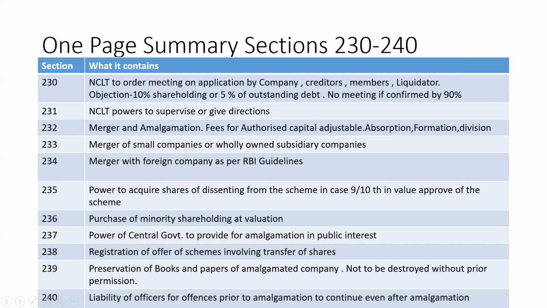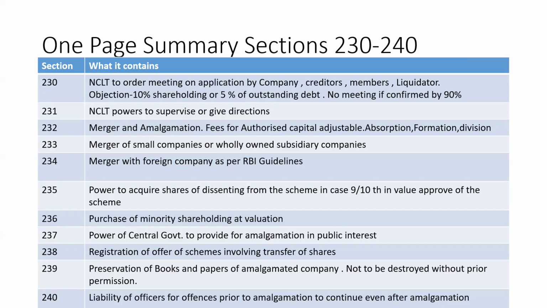So basically, what happens in case of compromise, arrangement or amalgamation? An application is moved before the NCLT that the members or the creditors are agreeable to accept something less than what is due to them.